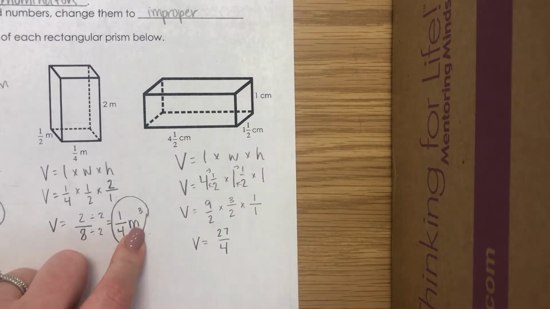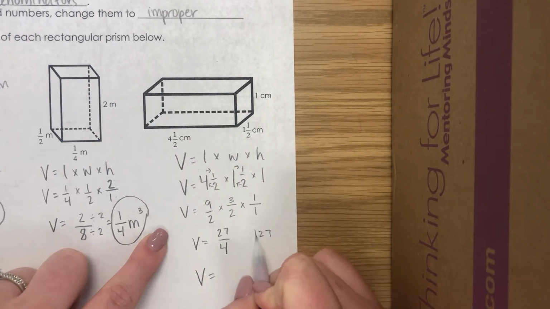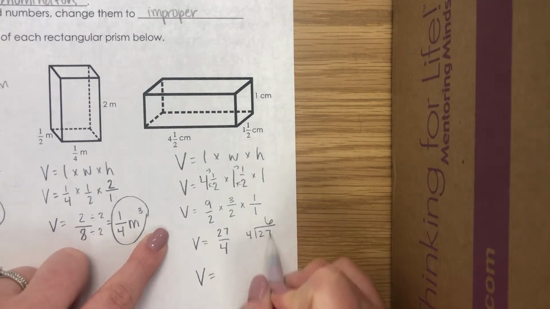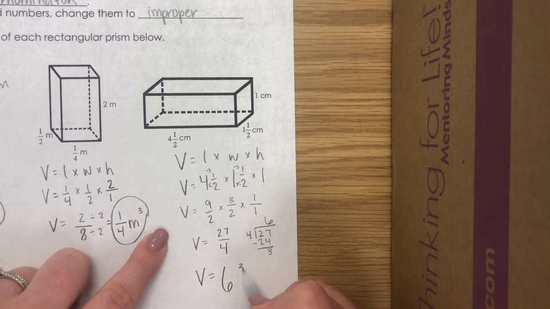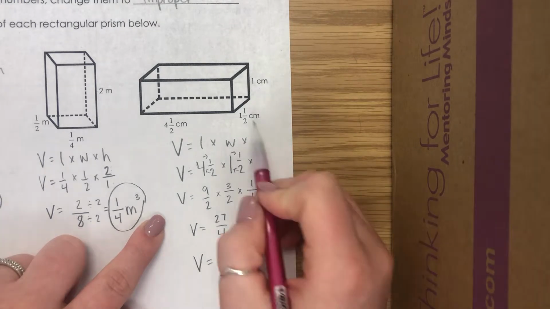So now we should not leave it as an improper fraction. We should go ahead and make it a mixed number for our final answer. So our volume should equal 27 divided by 4, because a fraction's division. So how many times will 4 go into 27? You should say 6. 6 times 4 is 24, which leaves us with 3. So we have a whole of 6 with 3/4 left over. And then the last step is to put our centimeters, and they're cubed, because we're measuring in centimeters.